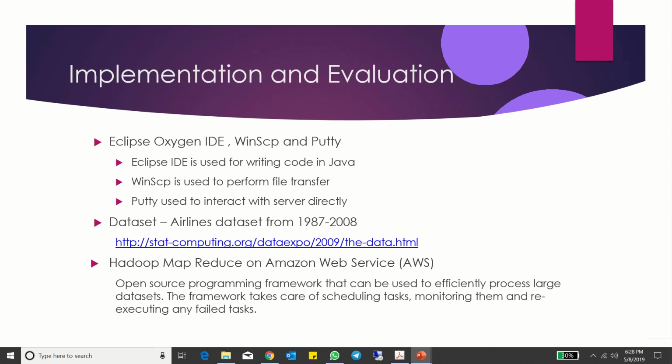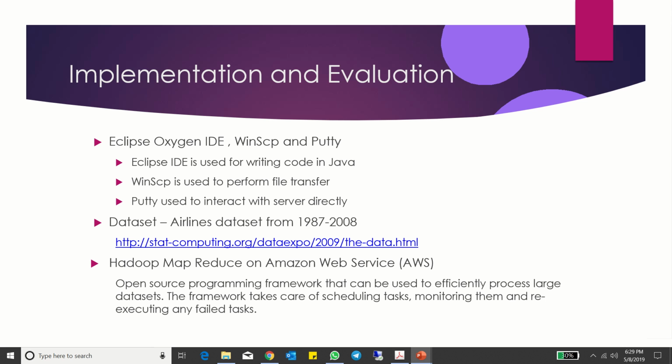Implementation and evaluation. We used the Eclipse Oxygen IDE, WinSCP, and PuTTY. The Eclipse IDE is used for writing code in Java. WinSCP is used to perform file transfer. PuTTY is used to interact with the server directly. And the dataset, as I told you in my previous slide, is the airlines dataset from 1987 to 2008. And here is the link.